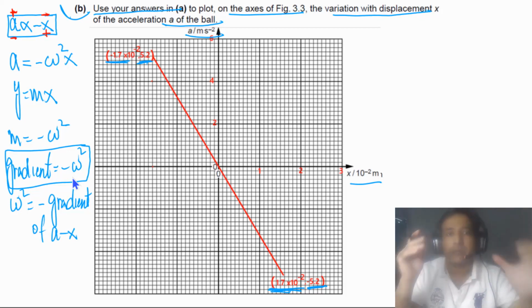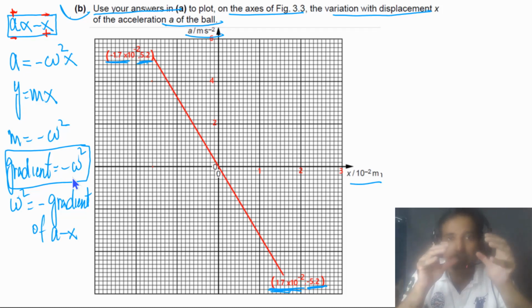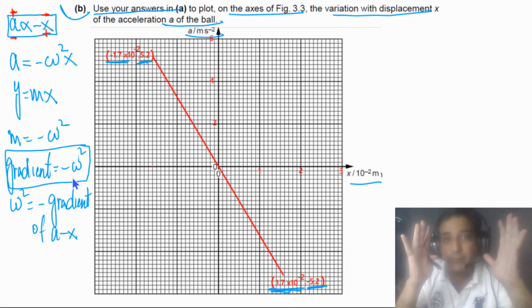So we have discussed a lot of questions about simple harmonic motion, and also we have discussed one question about the gravitational field. I hope if you have watched this video carefully, you have a good understanding of these two topics.